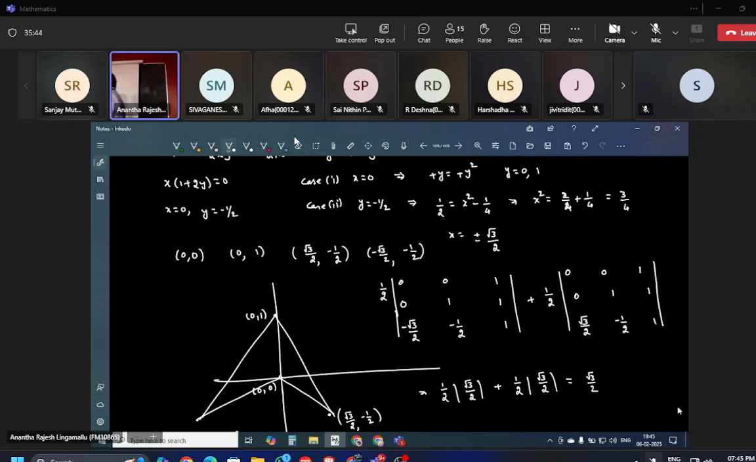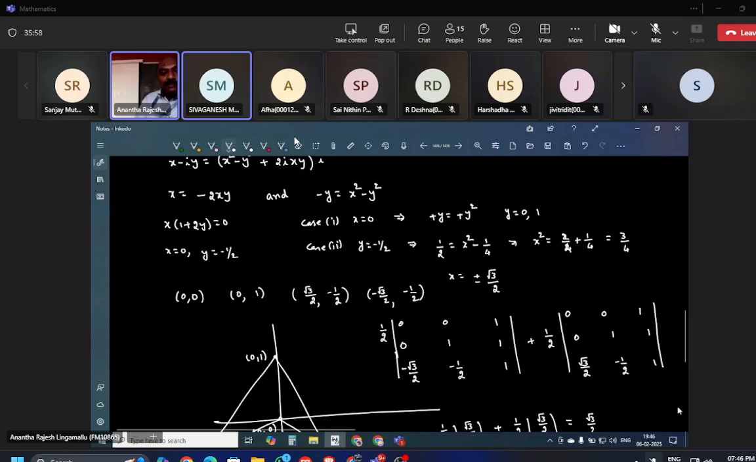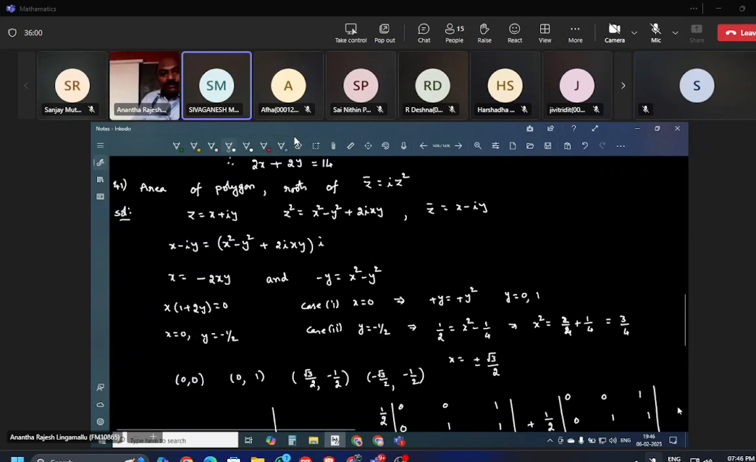How much you get? 3 root 3 by 2. 3 root 3 by 4. Sir, yeah, tell me. It is given in the question that the vertices should be non-real roots. When (0, 0) comes, we will get a real root, no, sir. 0 plus 0... said non-real roots, huh?